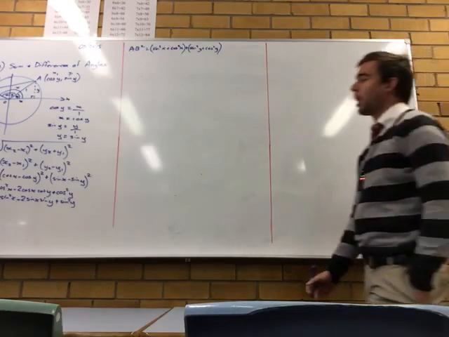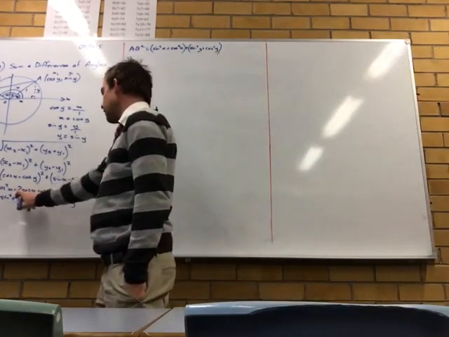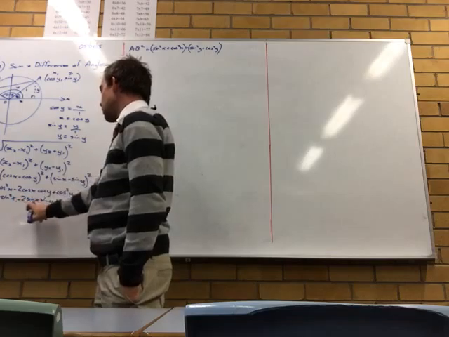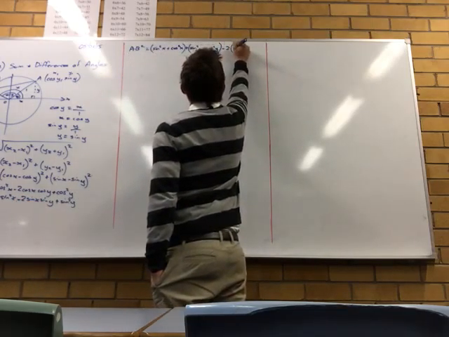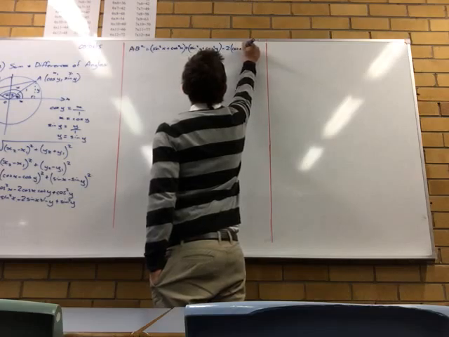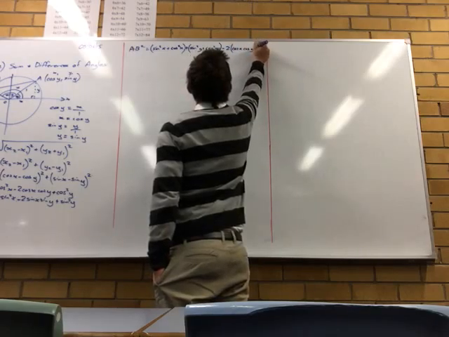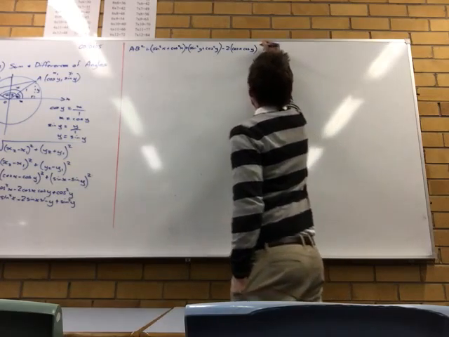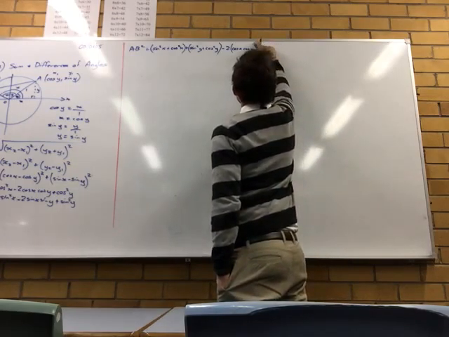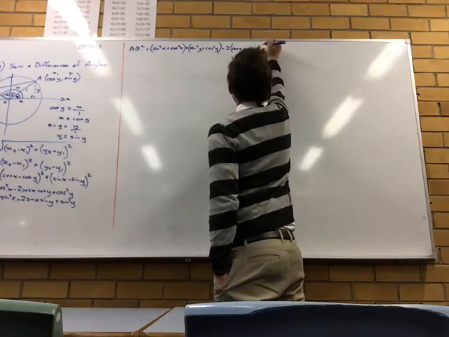And then what's left, I've got a negative 2 cos x cos y, take away 2 sin x sin y. So let's take the negative 2 out, and then it'll be a plus sign in the middle.